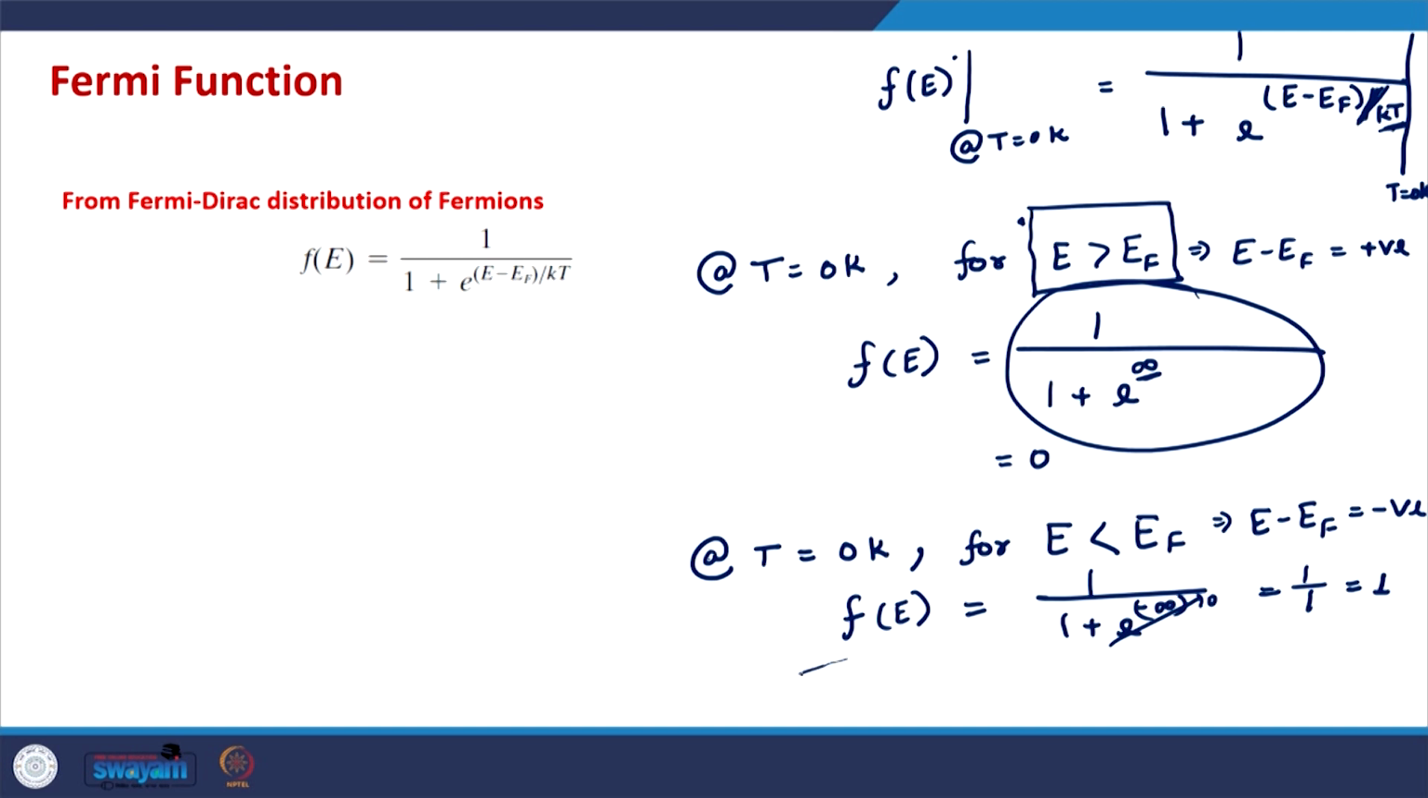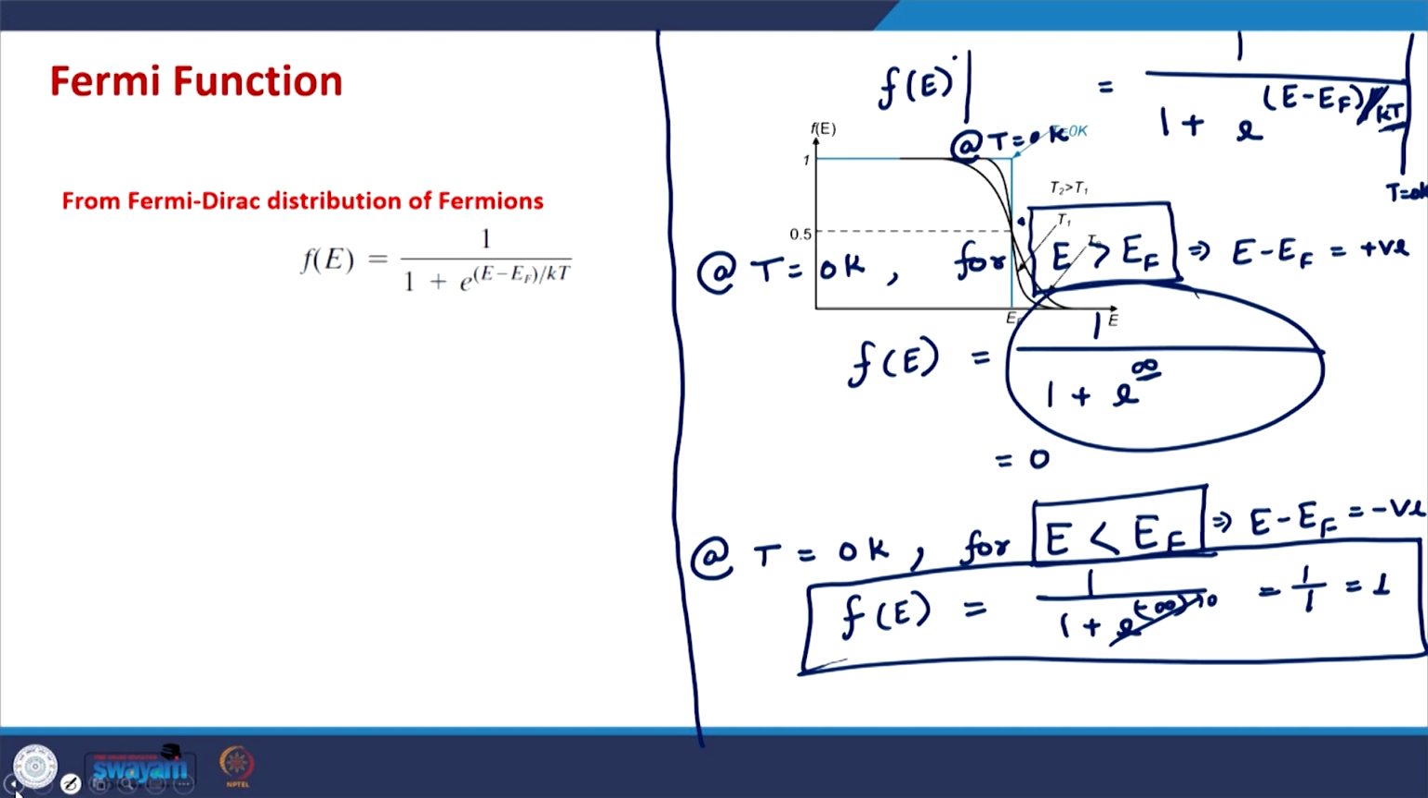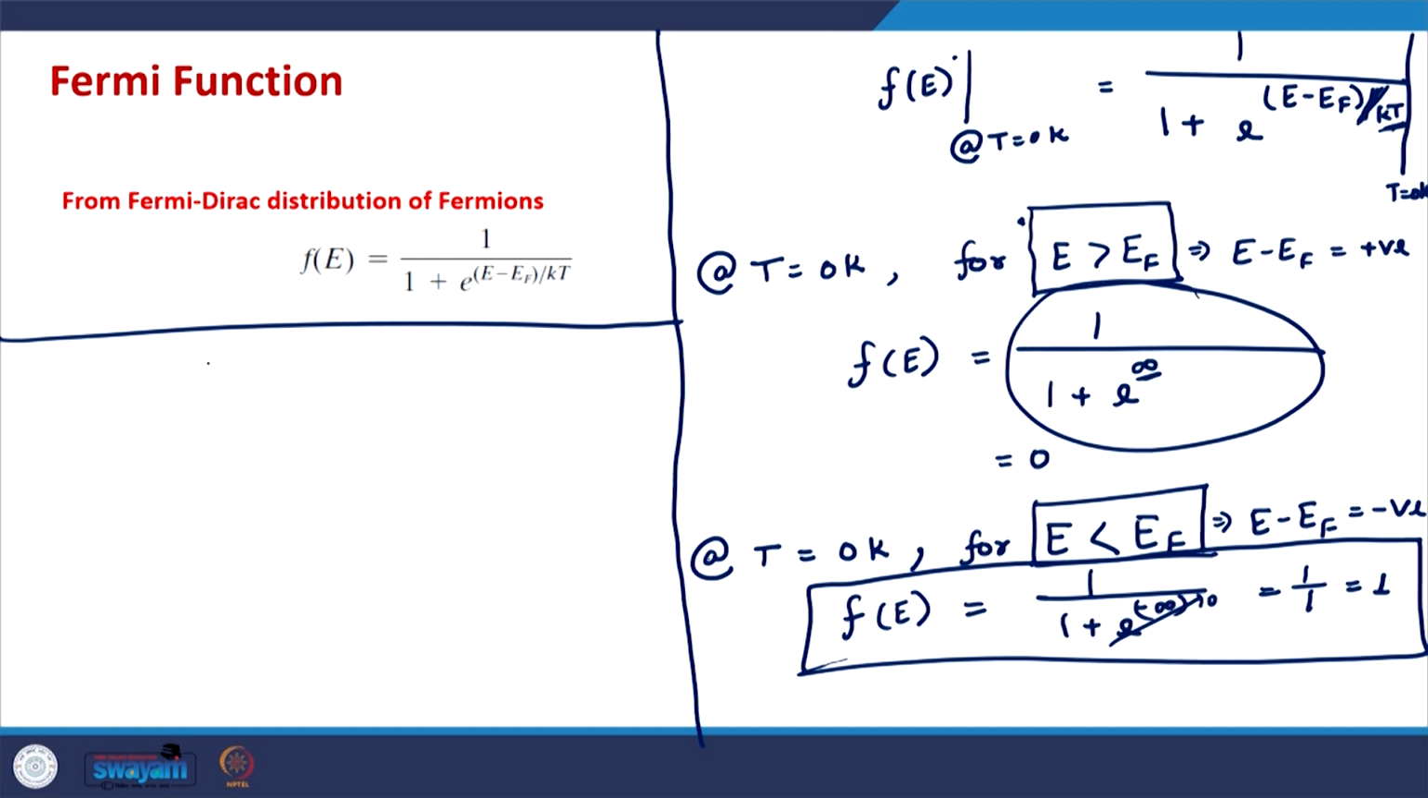So, for all energy levels below Fermi level, all energy levels whose energy is below Fermi level, the probability of occupation will be 1. So, all the energy levels below Fermi level will be occupied at T equal to 0 Kelvin, and that becomes the defining feature of the Fermi level as well. The second definition that I told you was that Fermi level is the energy level whose probability of being occupied by electron is half.